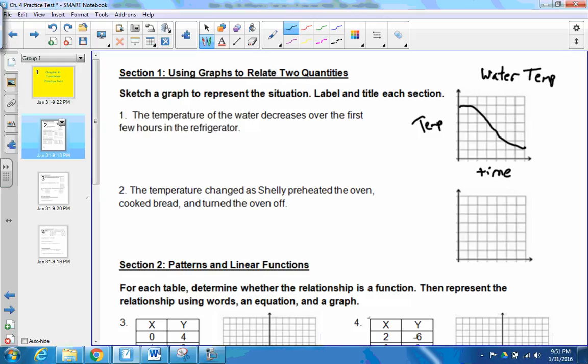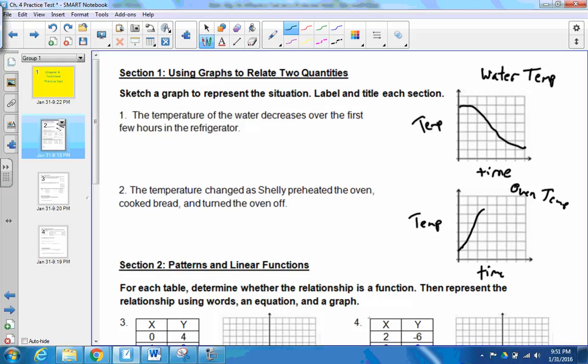Second one says the temperature changed as Shelly preheated the oven, cooked bread, and turned off the oven. So again, we're gonna use time. This time we're gonna deal with the temperature. We're gonna call this oven temp. So chances are it started pretty low, depending on how you're labeling this. She preheated the oven. I'm guessing the temperature went up to its hottest.